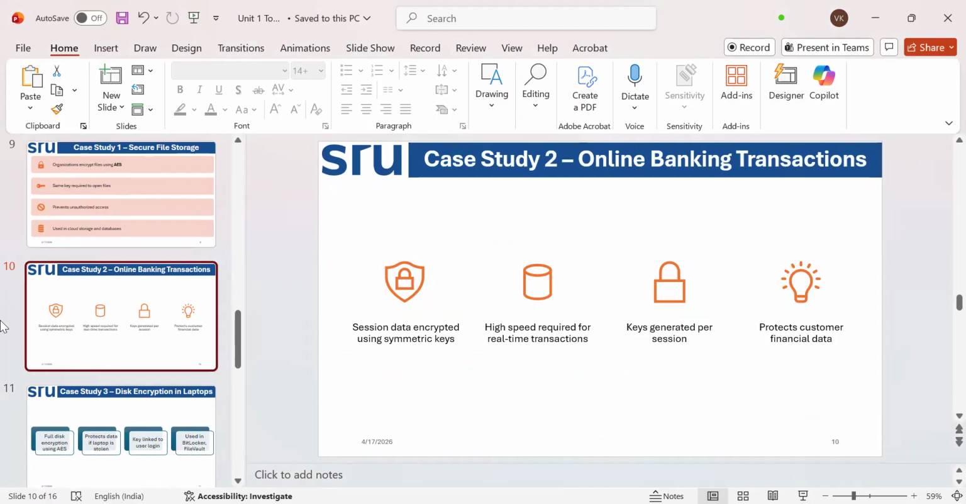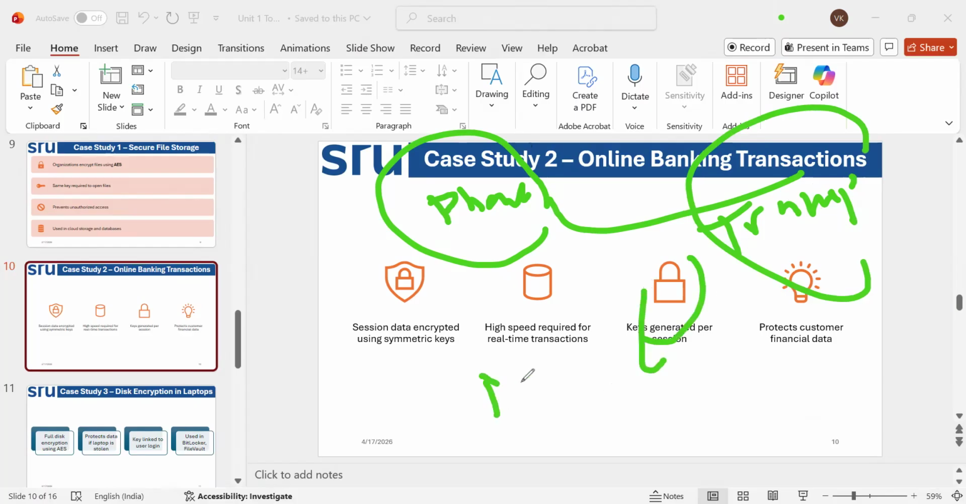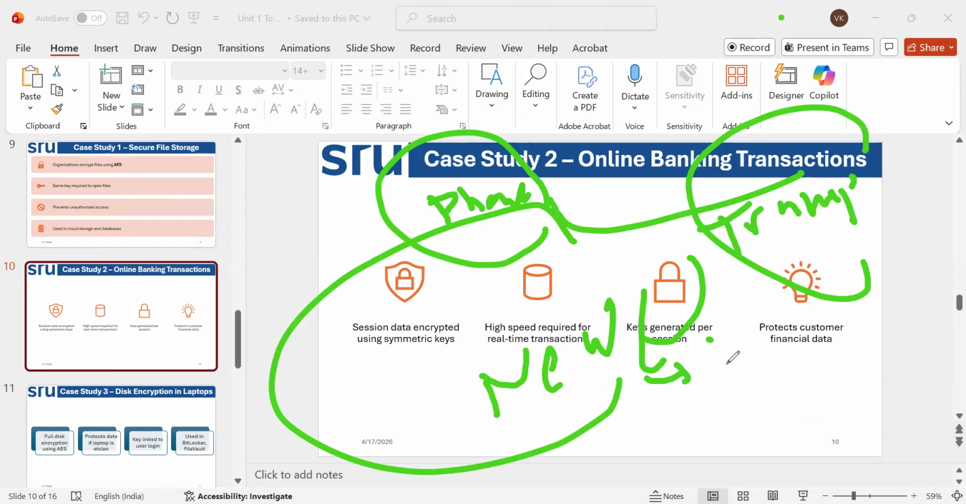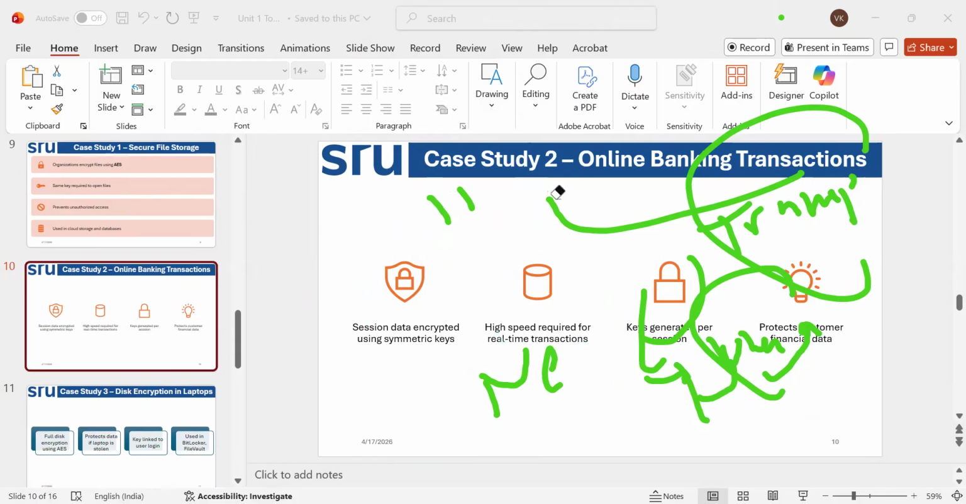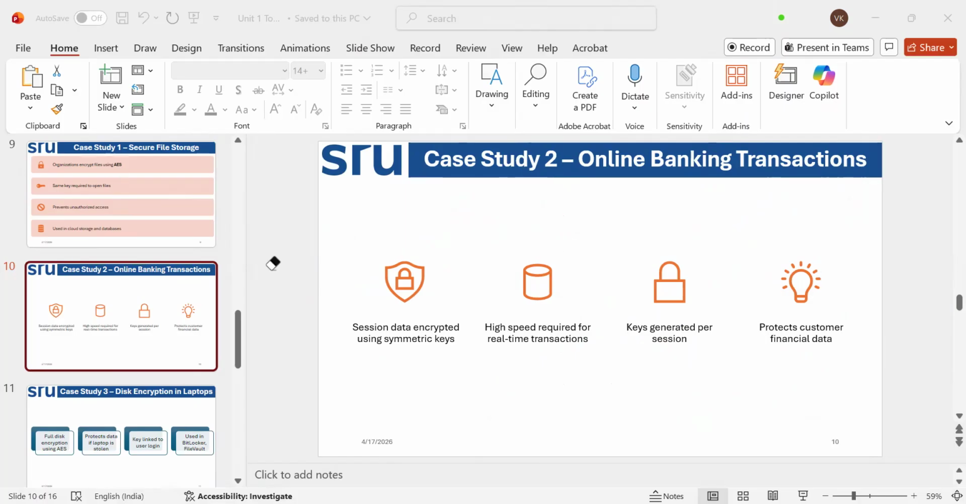Next is the online banking transaction, which is very important. Suppose we are doing a transaction from PhonePe. We need proper transaction security. If you use PhonePe and some new user comes, it gives you a warning, but when you add that user to your contacts, that happens due to the secret key transaction, so that your transaction will be secure. What happens is that session data is encrypted using symmetric keys, high speed is required for real-time transactions, and keys are generated per session. This protects customer financial data. That is how it happens in online banking transactions.